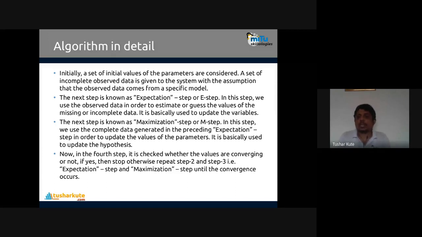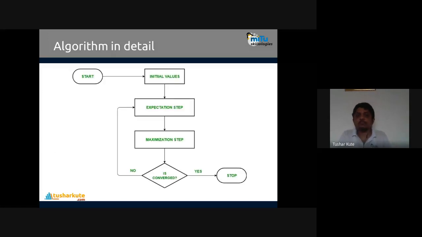The expectation step and maximization step are repeated until convergence occurs, until the whole data is completed or until the expected model is created. Till then, these operations are continuously done. This is what the EM algorithm is used for, to identify the values of hidden variables. Basically, it is also based on probabilities, because it is based on assumptions. So based on assumption, the output that we get is in probabilistic format. Fine.